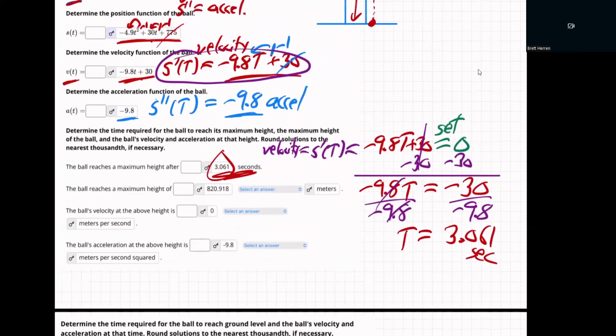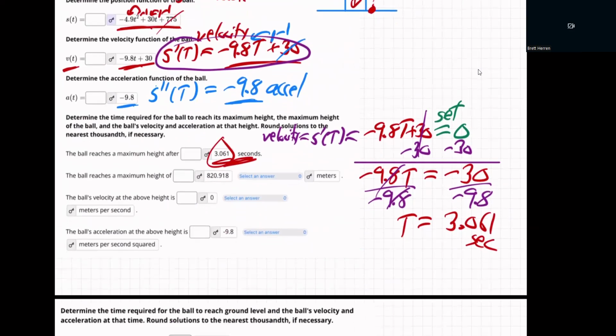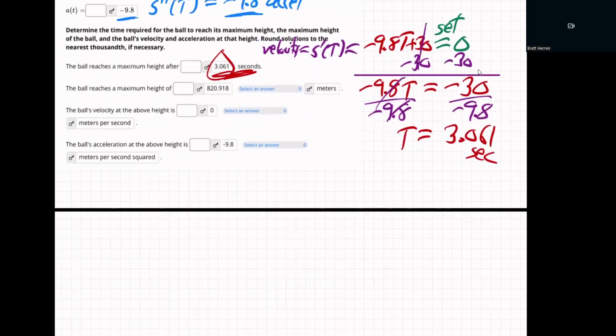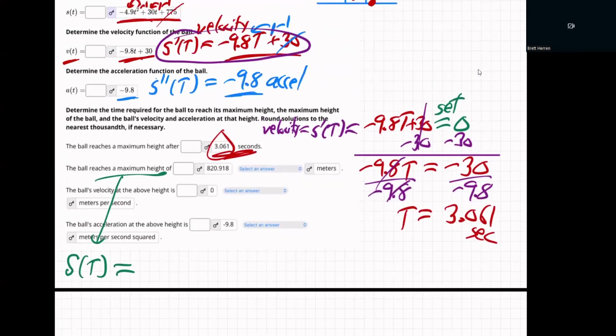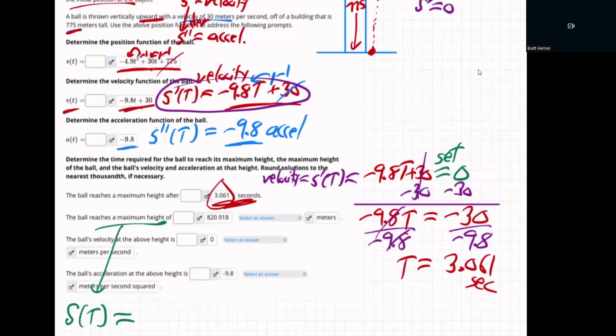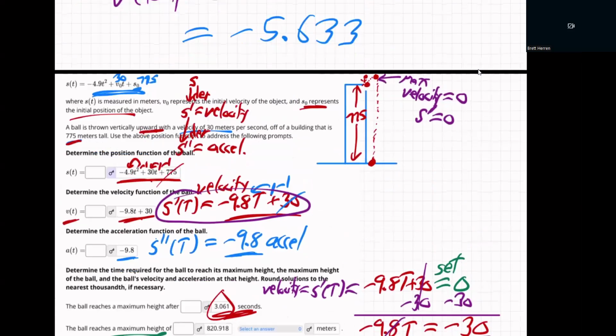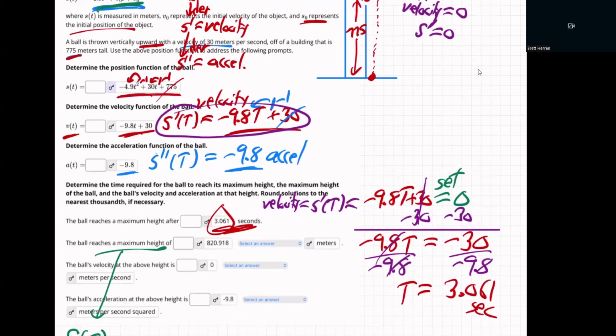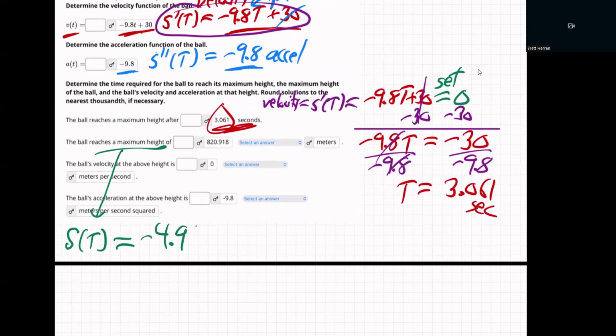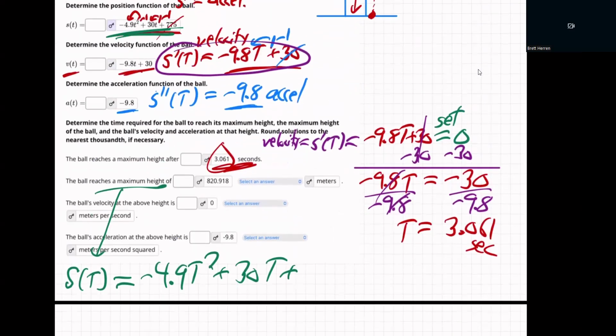Well, to do that part, better a little space here. There we go. So to do that part, the max height, you got to go back to the S equation because that tells you the position. We're not interested in the velocity now. We want the position. And that's the original minus 4.9 t squared plus 30t plus 775. Because that is the position. That tells you the position of the ball at any time.